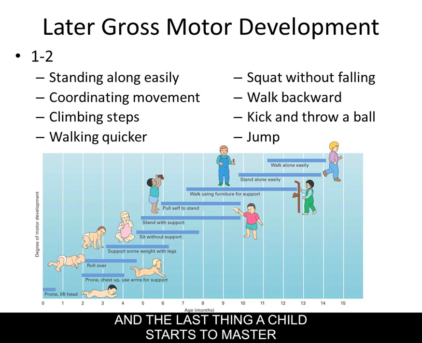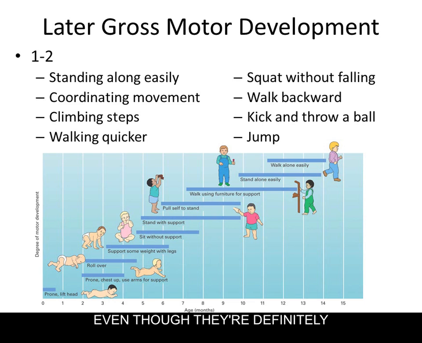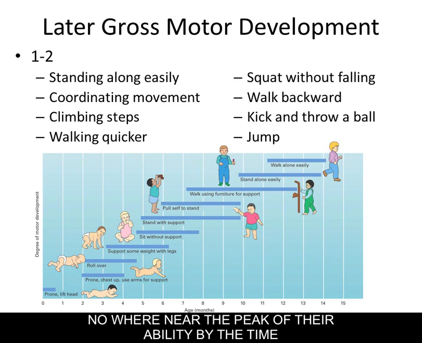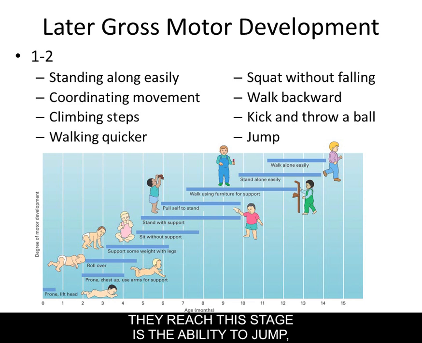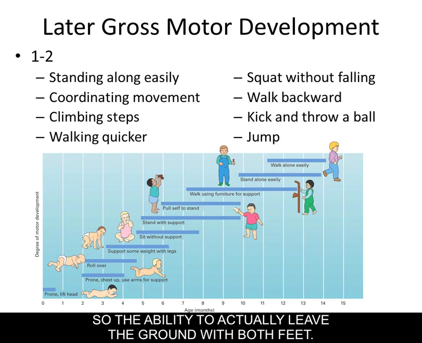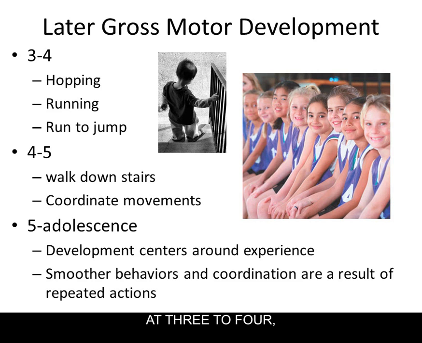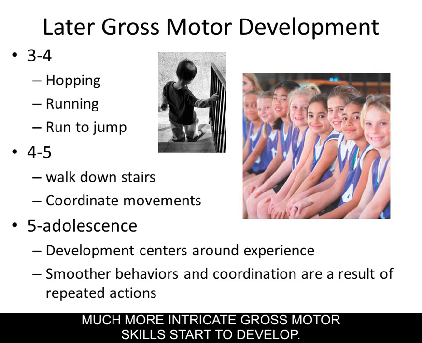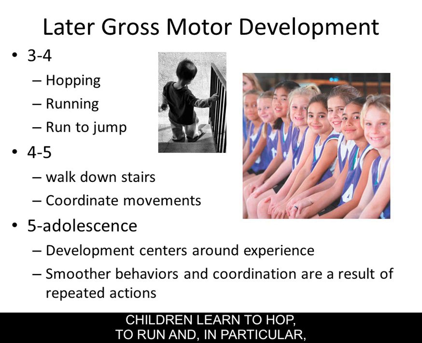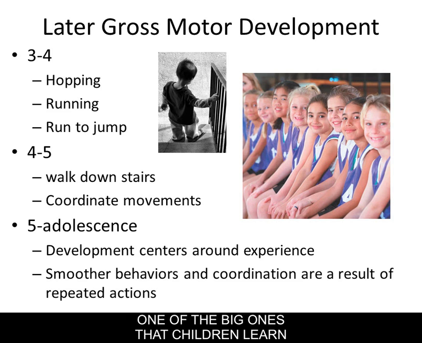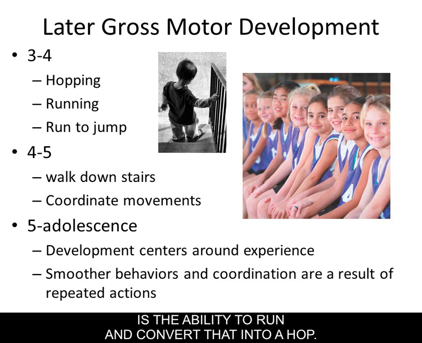And the last thing the child starts to master, even though they're definitely nowhere near the peak of their ability by the time they reach this stage, is the ability to jump. So the ability to actually leave the ground with both feet. At 3 to 4, much more intricate gross motor skills start to develop. Children learn to hop, to run, and in particular, one of the big ones that children learn is the ability to run and convert that into a hop.